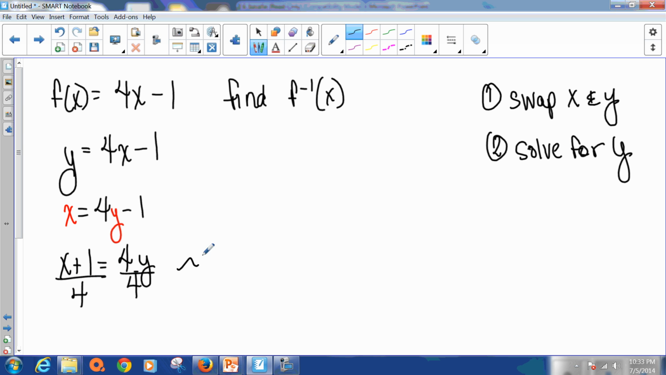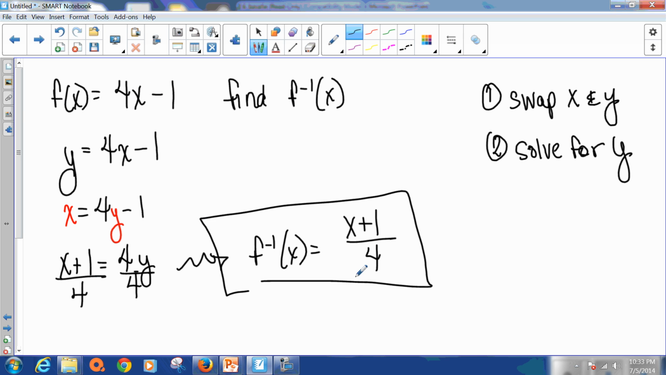And so what you then get is the inverse of x plus 1 all over 4. And you could see before we were subtracting 1, and now we're adding 1. Before we were multiplying by 4, now we're dividing by 4. Everything is the exact opposite of what it was before.